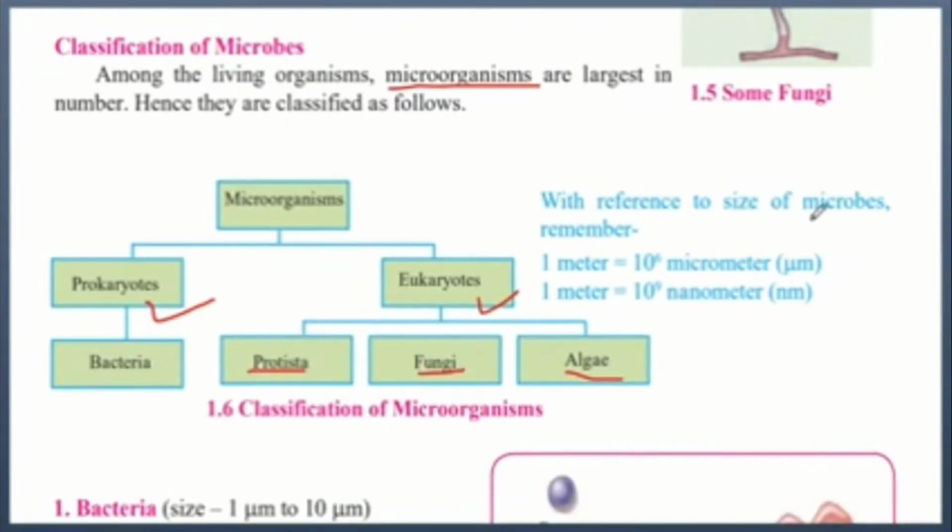With reference to size of microbes, remember 1 meter is equal to 10 raised to 6 micrometer, and 1 meter is also equal to 10 raised to 9 nanometer. So how we have meter, centimeter, millimeter, there is also micrometer and nanometer. So when you compare these, 1 meter is equal to 10 raised to 6 micrometer. That is 1 followed by 6 zeros. 1 meter is equal to 10 raised to 9 nanometer. That is 1 followed by 9 zeros.